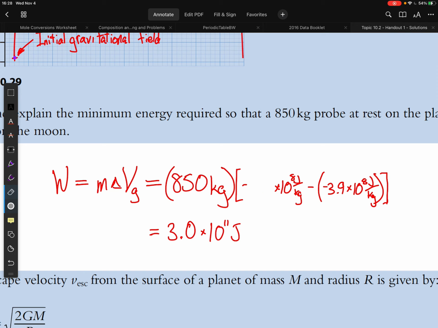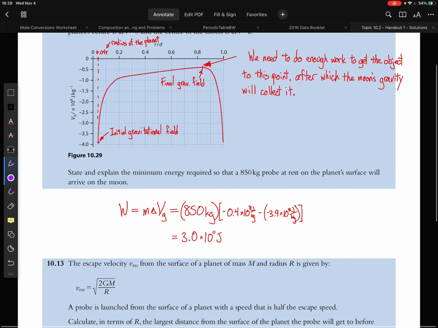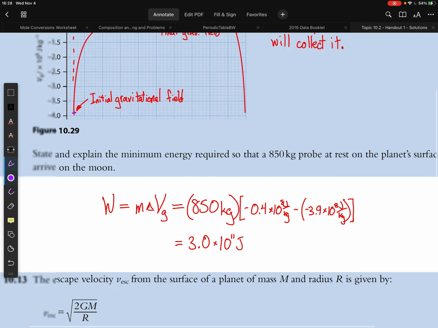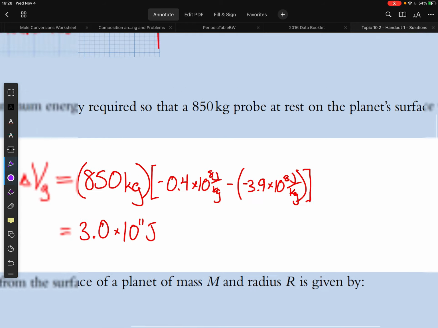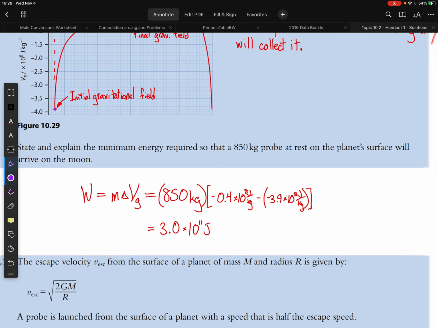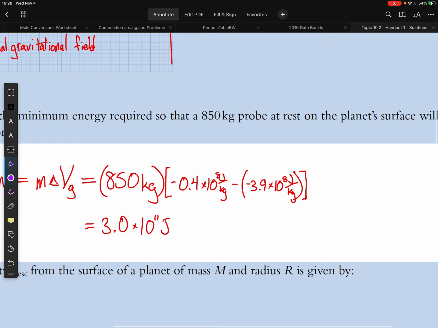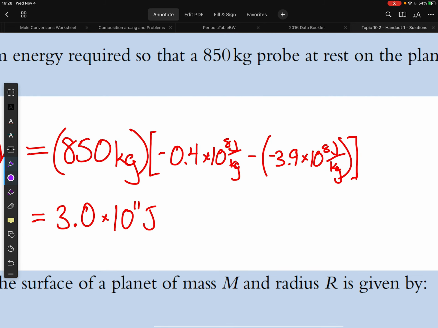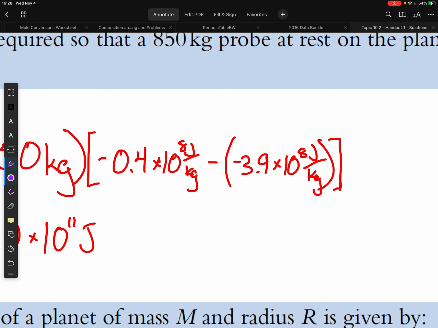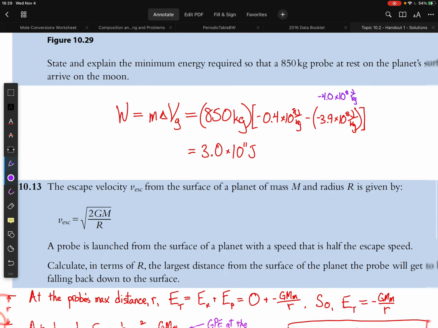And this should be negative 4 points. Wait a sec. No, that's right, that's fine. So negative 0.4 times 10 to the 8 joules per kilogram. That is our gravitational field. So here we can see our change in gravitational field. Here we have our mass, 850 kilograms. Again, we pulled these values from our graph. If you had negative 4.0 times 10 to the 8th joules per kilogram here, that would not be irrational or problematic in any way.